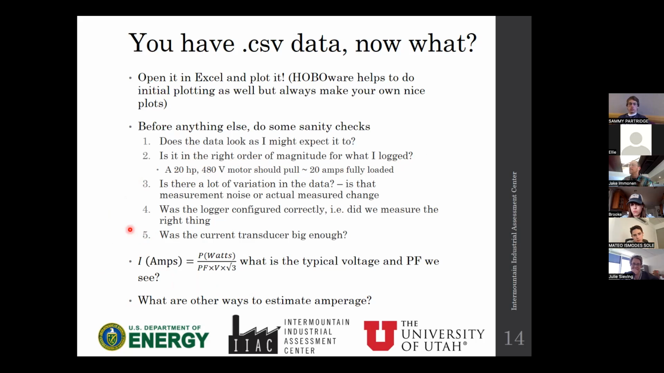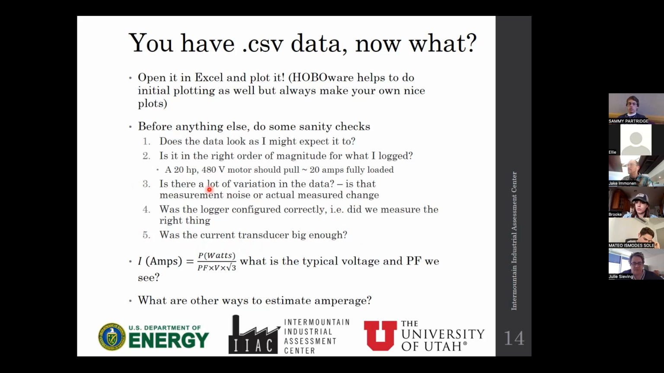Yeah, so I guess I skipped 3 and 4, but was the current transducer big enough? If it wasn't big enough, you should see this right away, meaning you should see the current transducer data maxed out. Like if you put a 50 amp current transducer on there and you're only reading 50 amps, and then maybe sometimes you read 0, like the equipment turns off, that's kind of a telltale sign that you maybe have bad data.